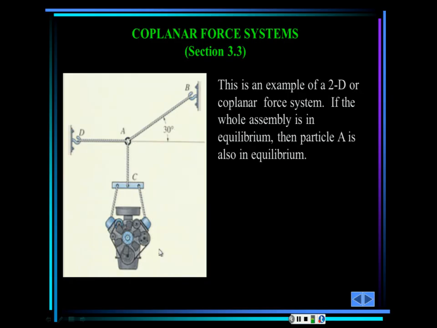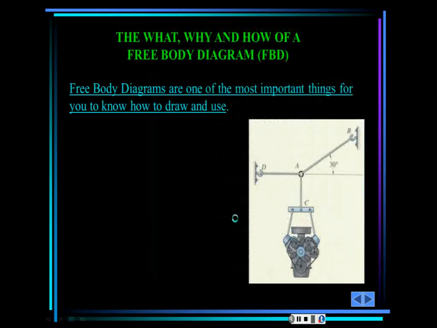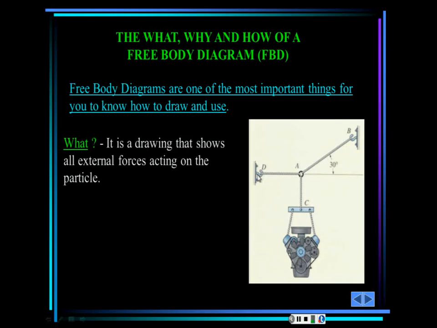That means that if the whole structure is in equilibrium and we study this particle here, and we do somehow a free body diagram around that point, which we're going to be discussing now, that should be in equilibrium, and that is the key for solving this situation. Free body diagrams, we have to know how to draw it and how to use them. First of all, what is a free body diagram? Free body diagram is a drawing, simplified drawing of course, that shows all the external forces acting or reacting in the structure and all the dimensions and all the information that you need.